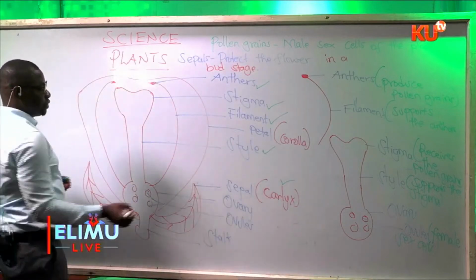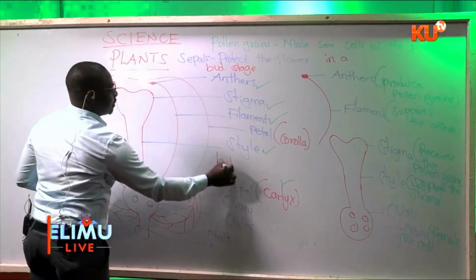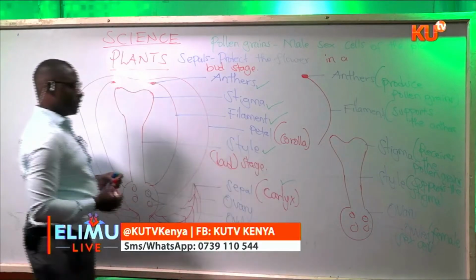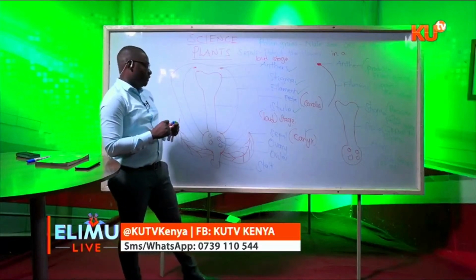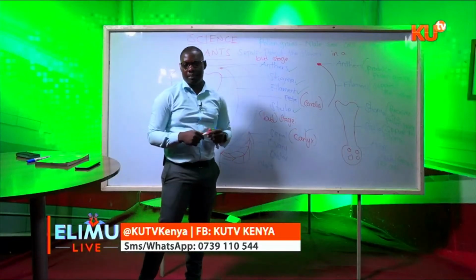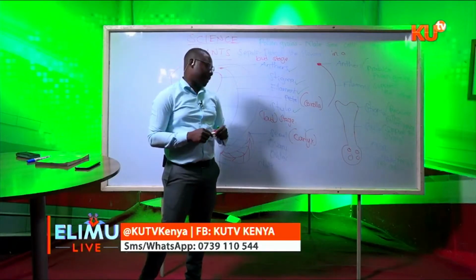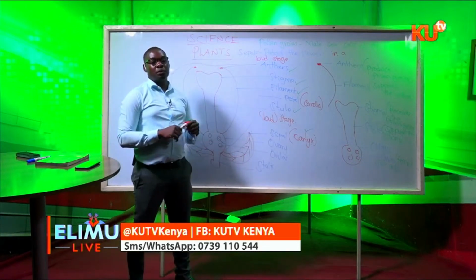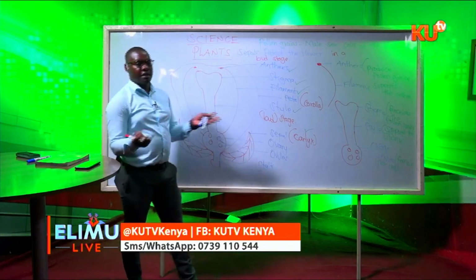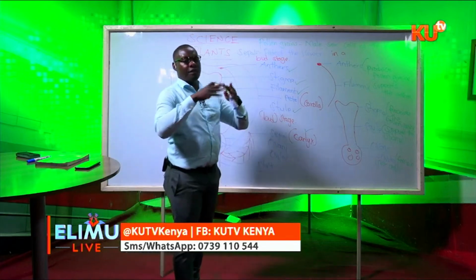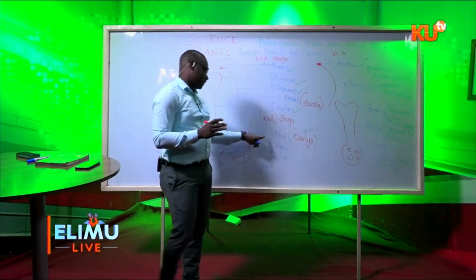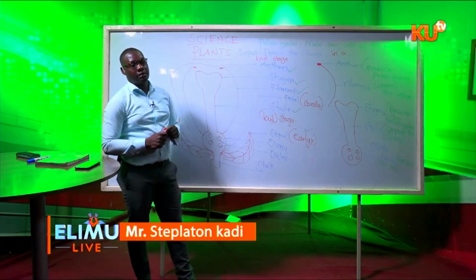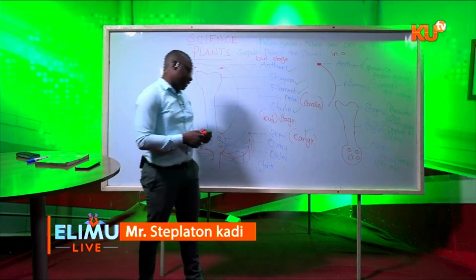Bud, B-U-D, bud stage. Bud stage is the stage before the flower opens up. That is what we refer to as a bud stage. So the sepals are the ones that protect the flower. They cover the flower before the flower opens up. That is the function of the sepals. And they are really green in color.